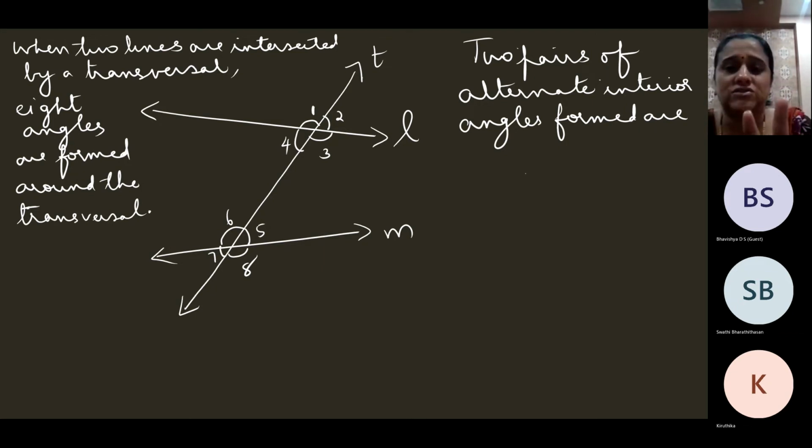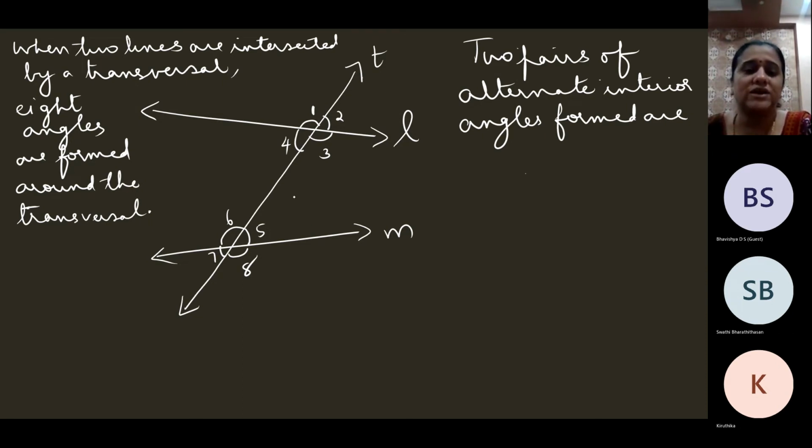See, there are two conditions for alternate interior angles. Alternate means the two angles lie on either sides of the transversal. They don't lie on the same side of the transversal. That is one thing. And both of them are interior angles. Interior angles, meaning both are interior angles. Now, how many interior angles do we have here? 3, 4, 5, and 6.